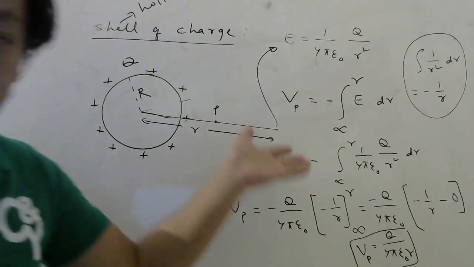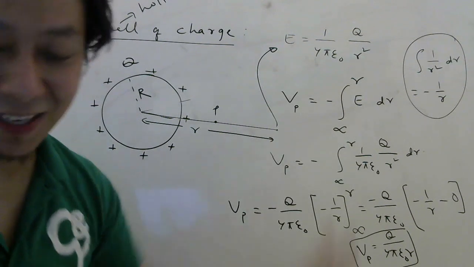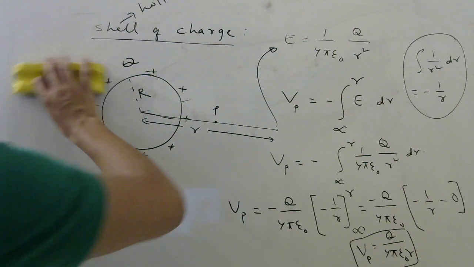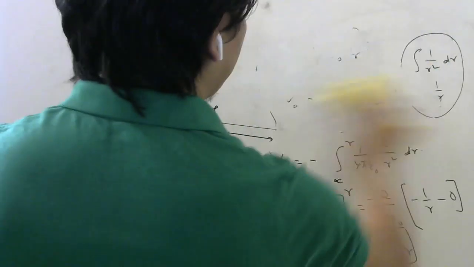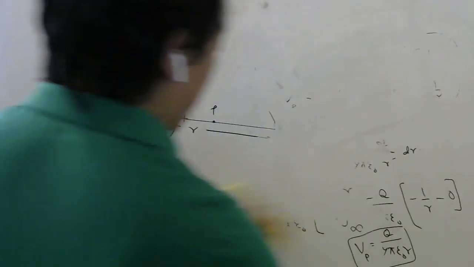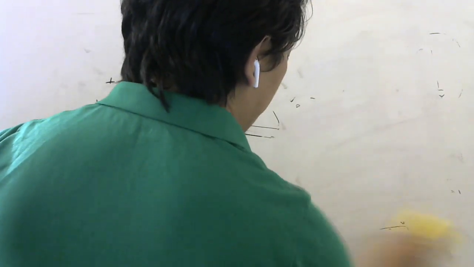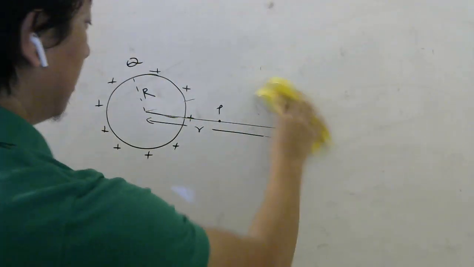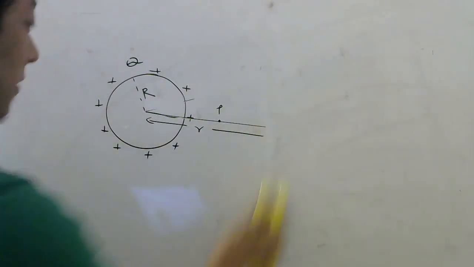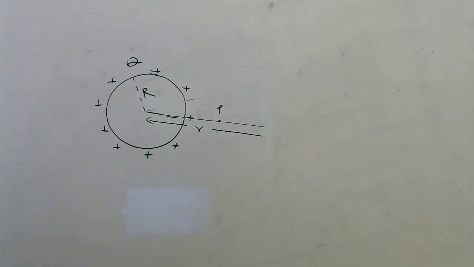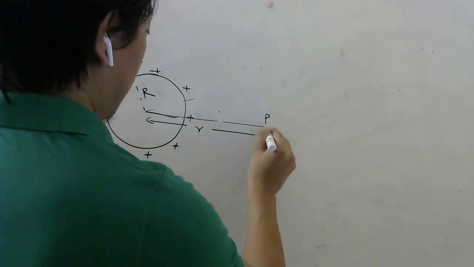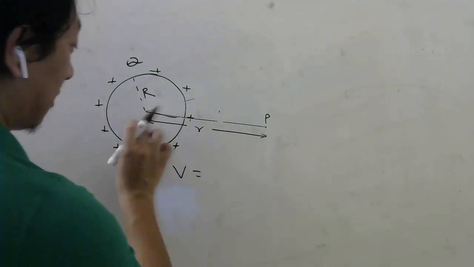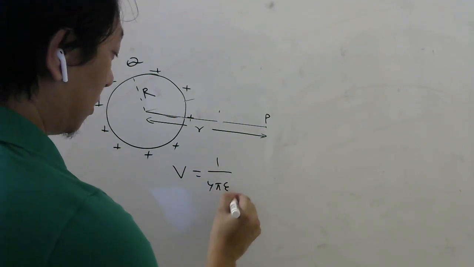I hope this is something we have done already. That's why I'm not doing it in a very detailed way, and this is only for entrance. This derivation you don't have to do. So the point is, let me just explain what we have found till now. We found that for a shell, potential at a distance r from the center of the shell, let's say at this point P, the formula is 1 by 4 pi epsilon naught Q by r.